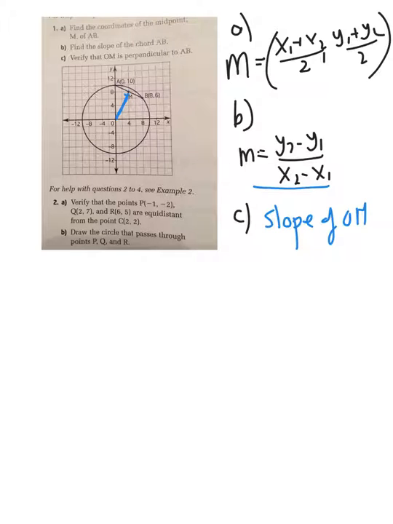Question 2, verify the points P, Q, and R are equidistant from C, which is (2, 2). And we're going to do that by the distance formula. So you find the distance of each one, from P to C, and P to Q, and P to R, and find those three distances. If those three distances are equal, then you have proved that they're equidistant. Okay. Draw the circle that passes through P, Q, and R. So just do a sketch of the circle.